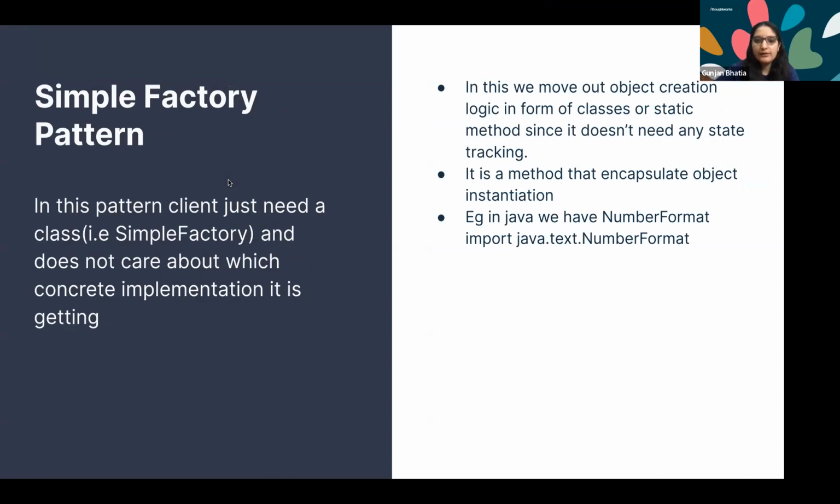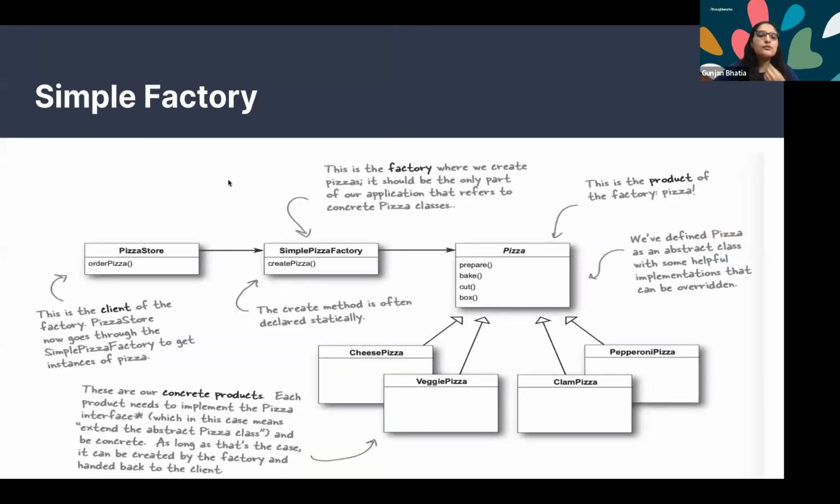Let's move ahead. So this is the basic UML diagram that we have seen of the simple factory. We have a simple pizza factory that includes create pizza. These different types of pizzas just implement this pizza class, and we have a client which has order pizza, and that eventually makes use of this simple pizza factory.